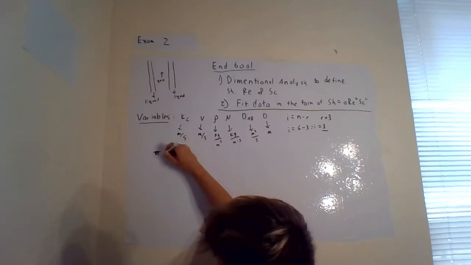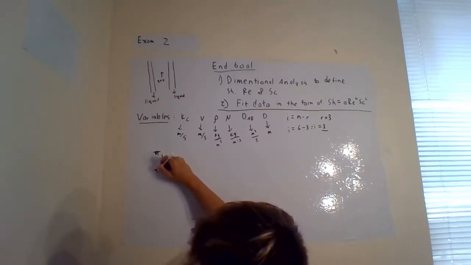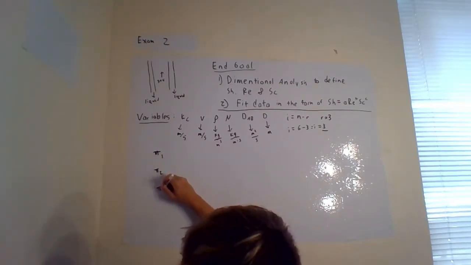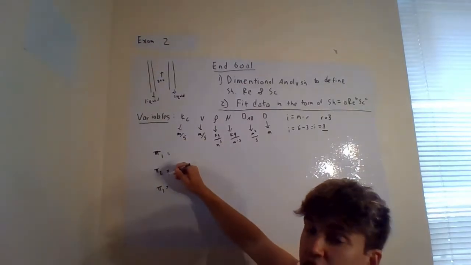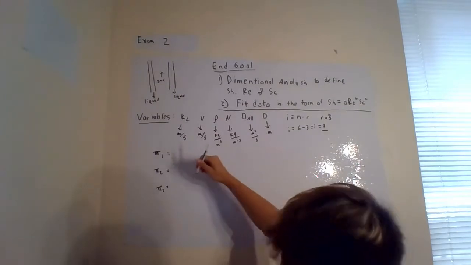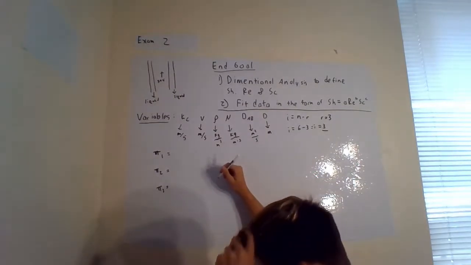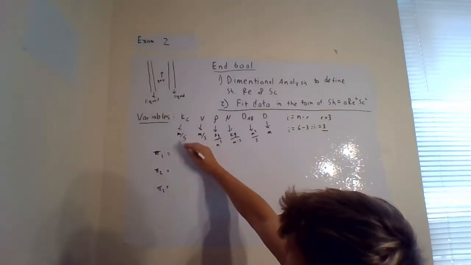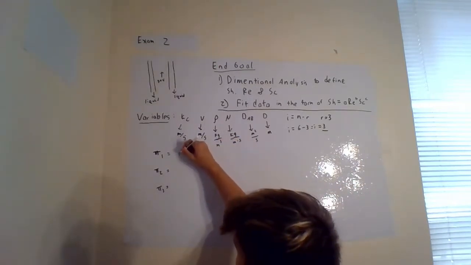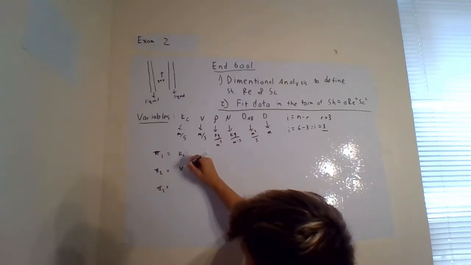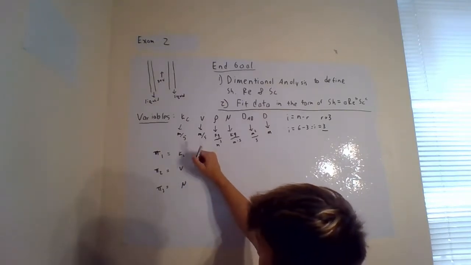So we have pi 1 that we're going to try to find, pi 2, and pi 3. And in order to find these 3, we have to cancel out units to find groups that are dimensionless. So we need 3 core groups here. And the 3 core groups that we're going to use are Kc, the velocity, and the viscosity right here. So we're going to have Kc, and these are not going to be repeated throughout when we do this analysis.